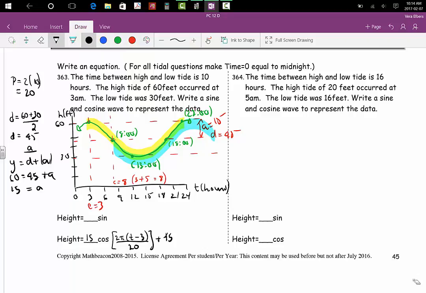All right, so notice we have a vertical reflection, so we're going to have a negative a value, so negative 15, and then 2 pi t minus 8 over our period, which is 20, plus 45. Okay? All right, so that concludes 363. And then from here, we're going to move on to page 47.